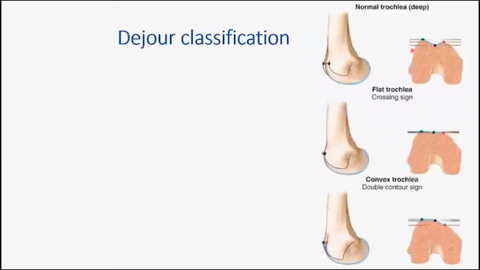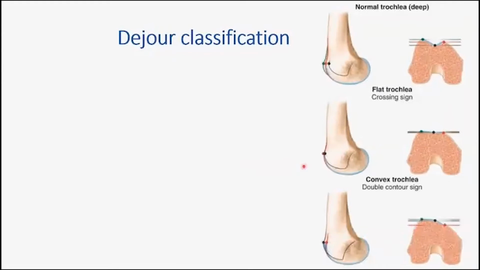In a normal trochlea with normal depth, we have 3 lines representing the lateral femoral condyle, the medial femoral condyle, and the floor. So we have no crossing between them. If we have a crossing, then we have a flat trochlea like this. If we have a convex lateral condyle, then we have a double contour sign due to medial hypoplasia and convexity of the lateral.